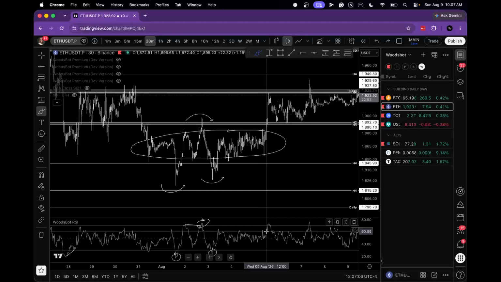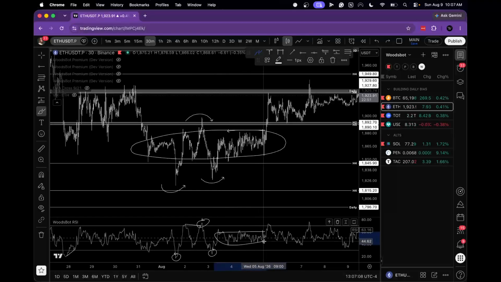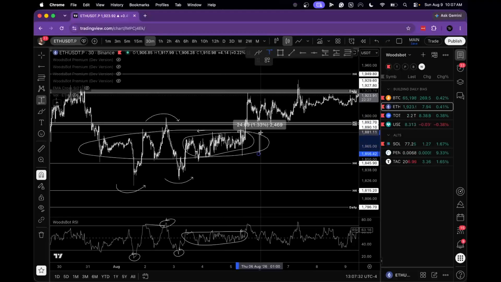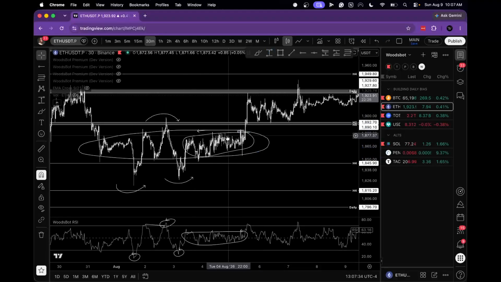Like here, for example, this is prime price action to just chop people up. Impatient traders are going to flip-flop bias from long to short. You're just going to lose a bunch of money in these times. And this is from August 3rd. That's almost 2 days of price action in a very small range here. A 1% range on Ethereum, right? This is where you're just going to get absolutely chopped up.